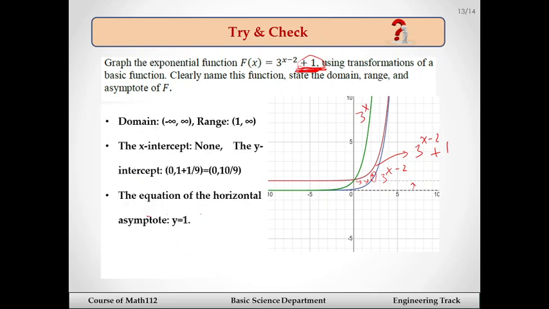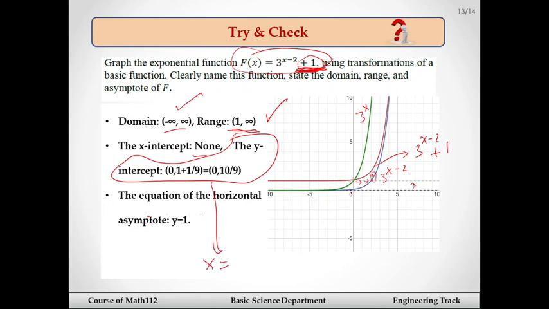So we can think, okay, the domain does not change, the range changed because we lifted the function up, so it doesn't start with 0, it starts with 1 level. The x-intercept, no x-intercept, the y-intercept is what? Okay, the y-intercept here is what? Now you can see the y-intercept is somewhere here, but how can you find it? You can just make x equal to 0 and see this one.